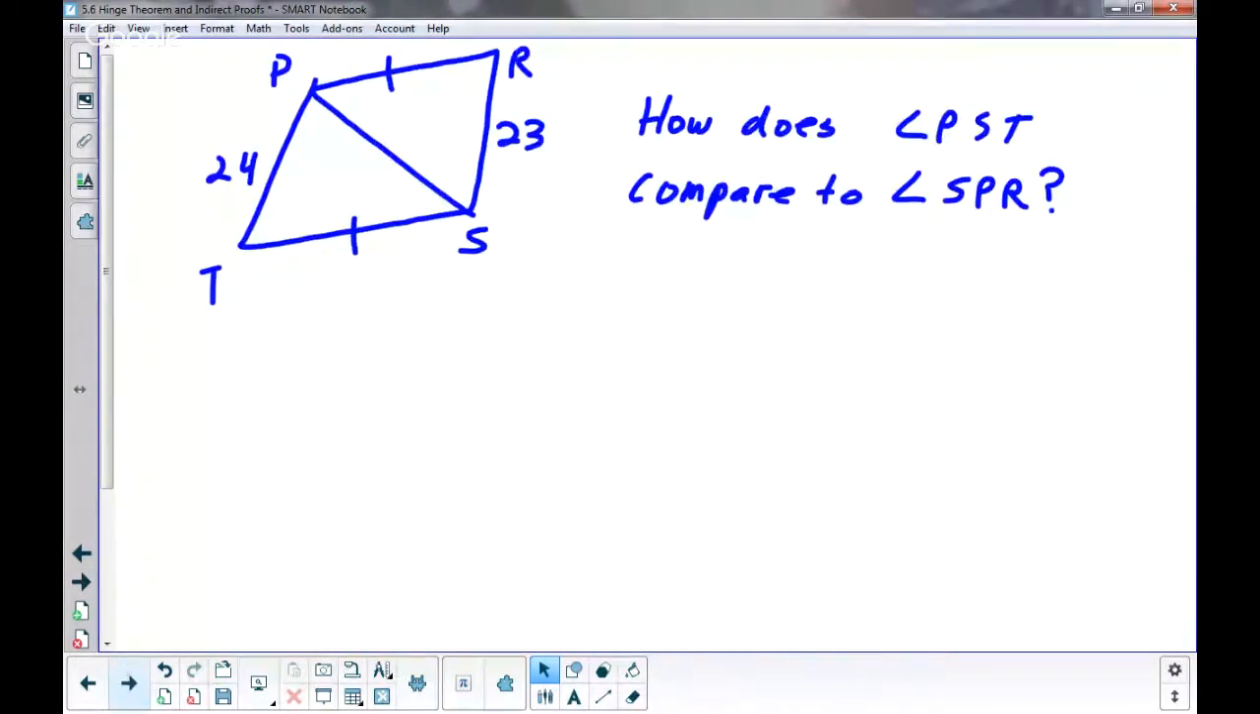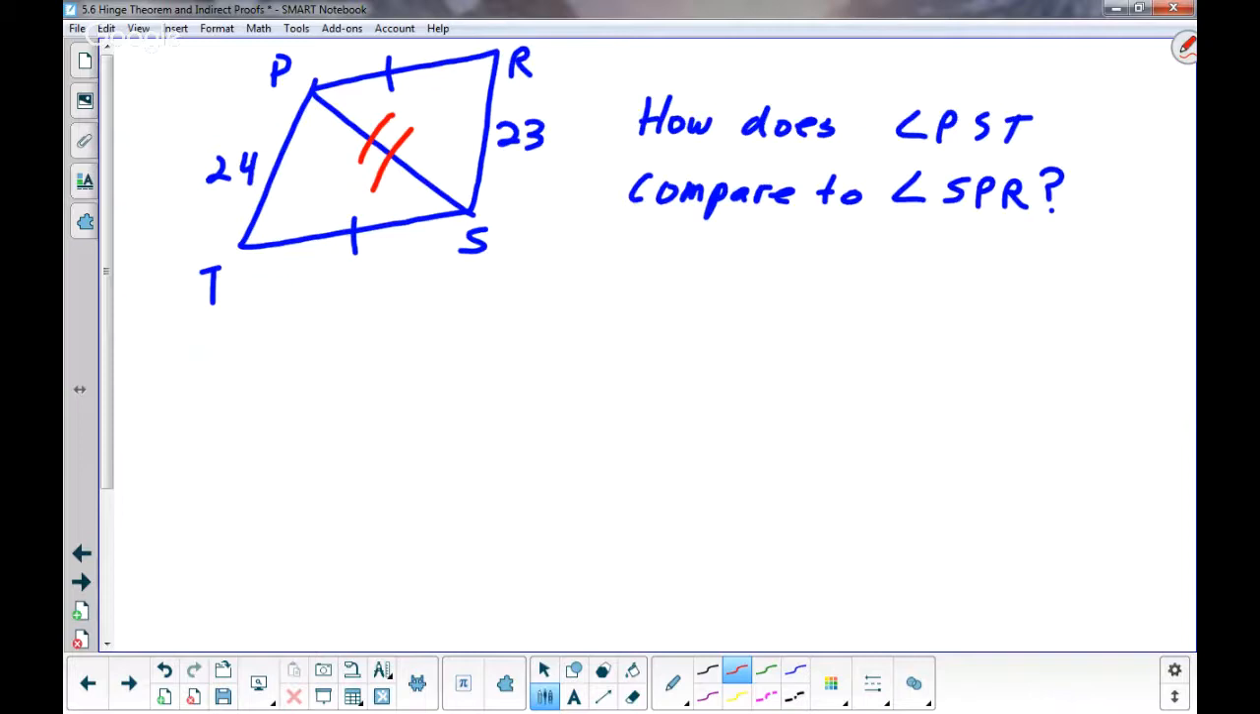And then I got a nice little example here. So we have this figure, and we said, how does angle PST compare to angle SPR? And so if we look at it, we have two triangles. We know PR is congruent to TS. We also, by reflexive property, can see that PS is congruent to itself. So look, we have two sides congruent to two sides of another triangle. Two triangles with two sides congruent.